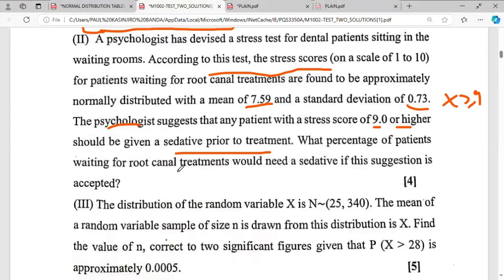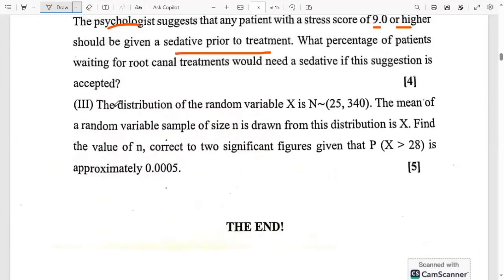Pretty sure it's the last question. Yeah, it's the last one here. So we're saying the distribution of a random variable x follows the normal distribution with mean 25 and variance 340.